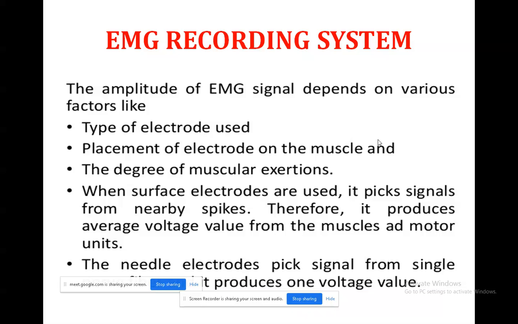If you are using a surface electrode, while you are pressing or keeping the surface electrode, somewhere else in the skin you will have a deep spike, and it is possible to take voltage from that spike, so it will not produce the exact value of the muscle. To avoid that, you prefer needle electrodes for picking the signal from a single nerve. The needle will be penetrated into the tissue, into the single nerve, so the single nerve voltage will be picked up by the needle electrode. But a surface electrode will have some spike voltage.